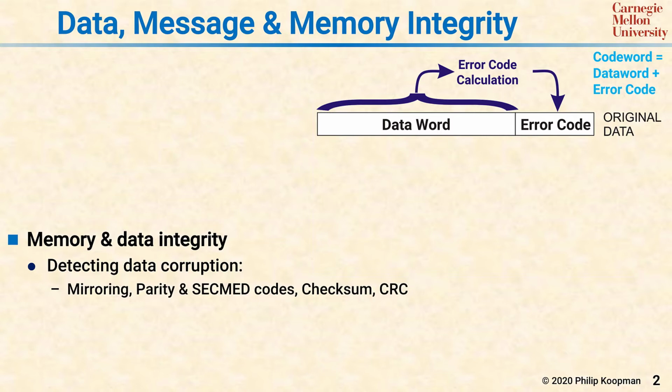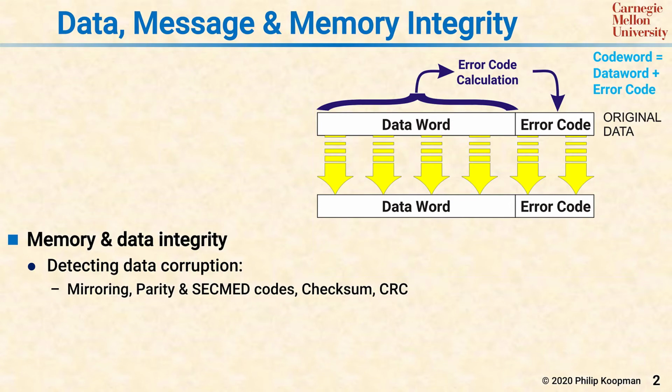A terminology note, there's a thing called a code word, and a code word is simply the data word and the error code taken as a set of data. After you've computed an error code, you do something with the data, such as store it in memory or transmit it. While that data is in transit or in storage, things might happen to it.